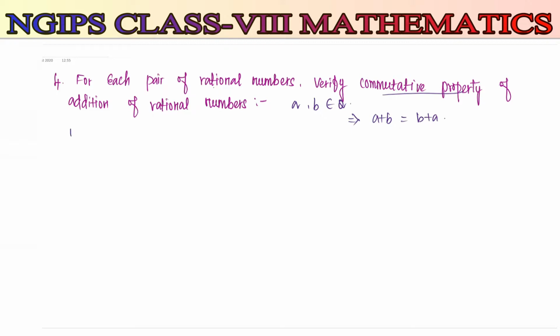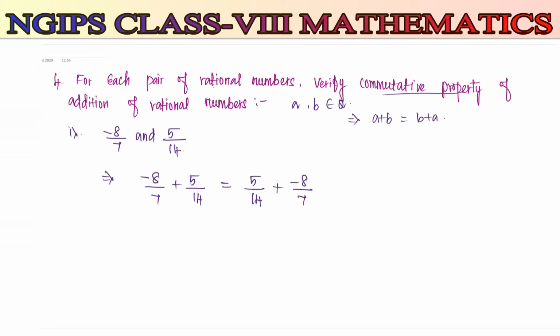Here I can consider the first pair, minus 8 by 7 and 5 divided by 14. Now here first I am going to add the first two terms. This implies minus 8 divided by 7 plus 5 divided by 14 should be equal to 5 by 14 plus minus 8 divided by 7. If both are equal, it means the commutative property is satisfied under addition.